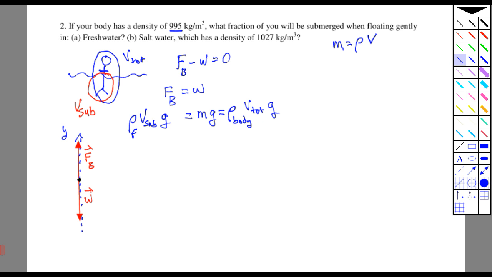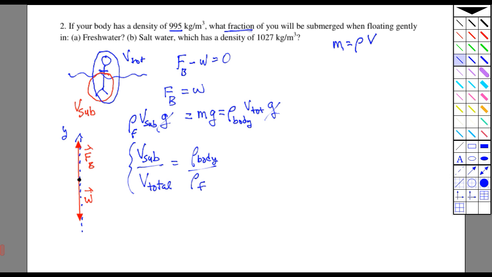Okay, so let's look at this equation. The g's cancel, and I can solve for the fraction of the volume of the submerged part of the person over the total volume of the person. So it's V sub over V total. And this is equal to the density of the body divided by the density of the fluid. There. So that's our equation. This is the ratio that we're asked to find, or the fraction that we're asked to find.